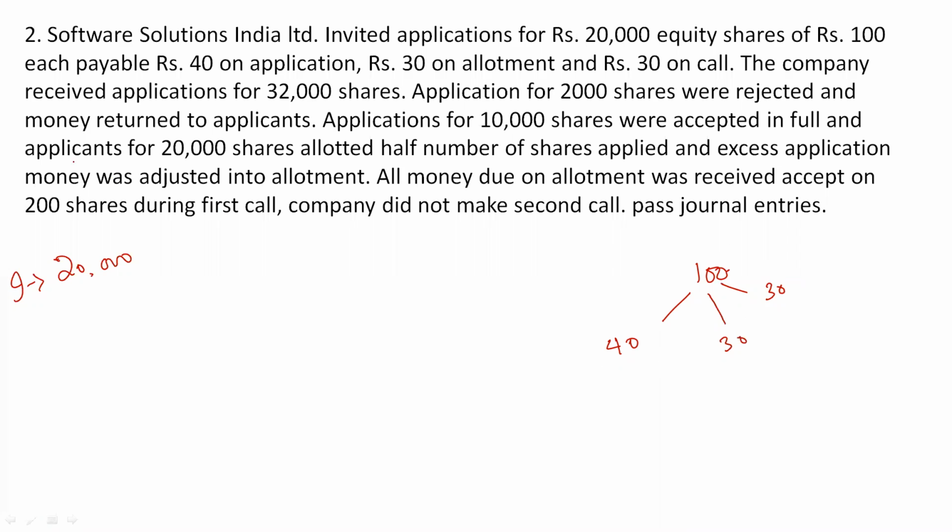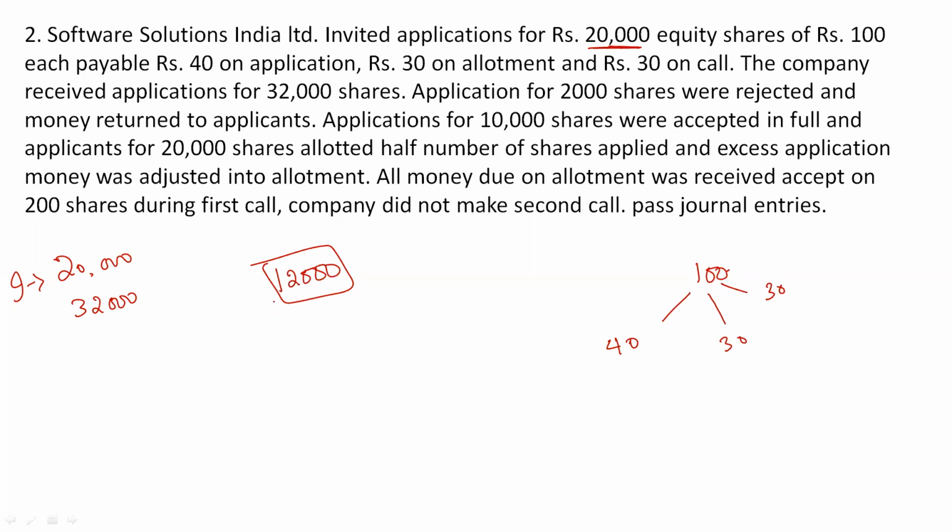So in total the company receives all 100 rupees. Then the company received applications for 32,000 shares. Now see here, the company wanted to issue 20,000 shares, but is receiving applications for 32,000 shares. How many shares are extra here? 12,000 share applications are extra. As I told you, this is a case of oversubscription, and during oversubscription the company will have two choices: one is to reject the excess shares, or the other is adjustment or allotment on a pro rata basis.